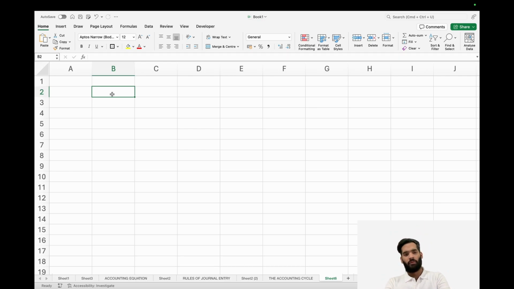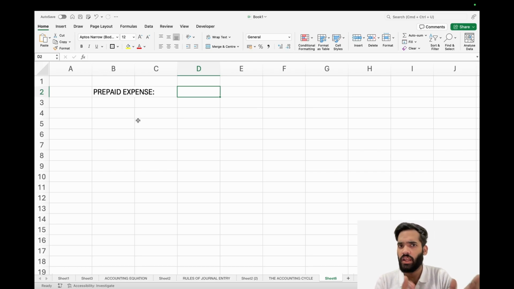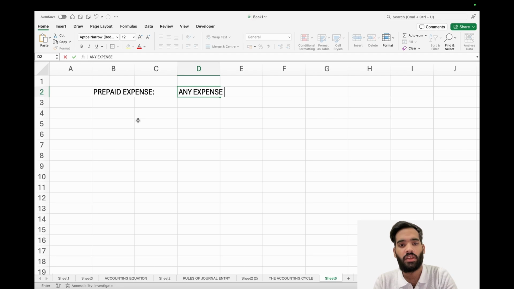So before anything about the adjusting entries, we do need to talk about some basic terms first, so we can understand what we do in the adjusting entries. Okay, so there's something called prepaid expense that you have to understand. Prepaid expense is exactly what the name suggests. Prepaid expense means expense that is paid before it is used, right? Prepaid is paid beforehand. So any expense that is paid in advance.